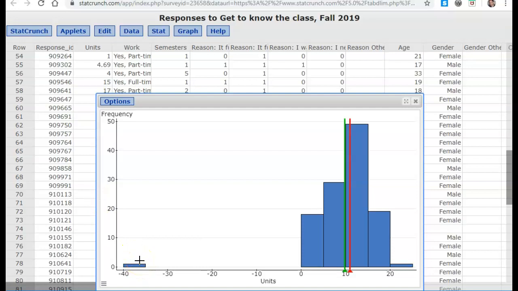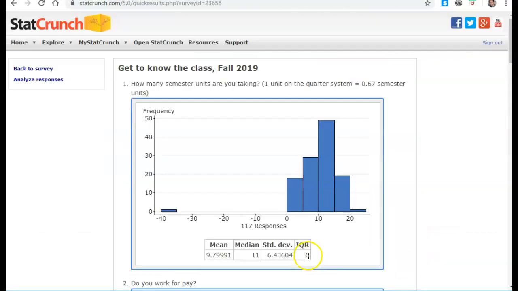Since the negative response is an outlier on the left, the mean in green is to the left of the median in red, and the median is a better measure of the center. Also, the IQR is a better measure of the spread. The standard deviation is too large because it includes the outlier.